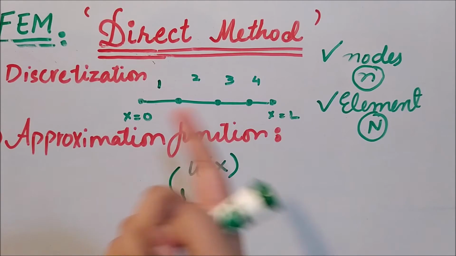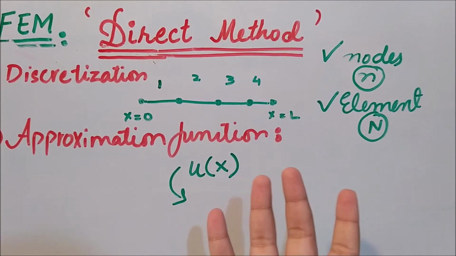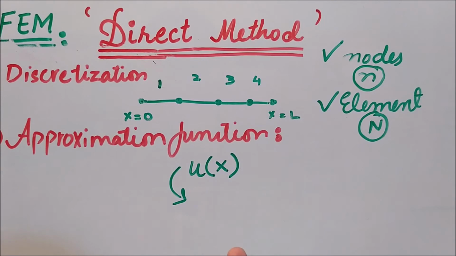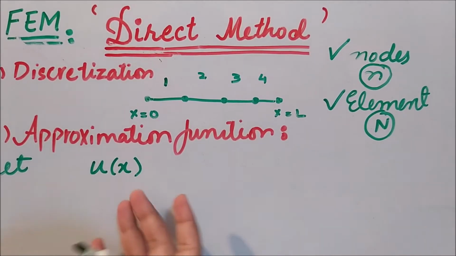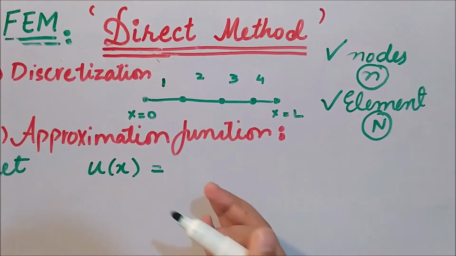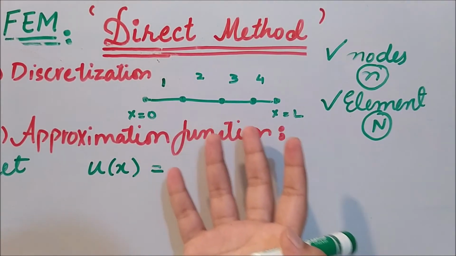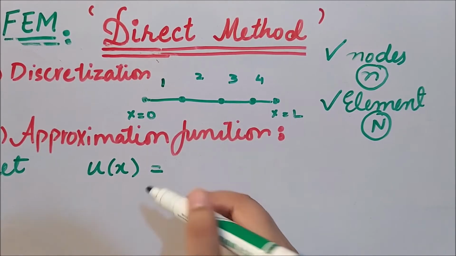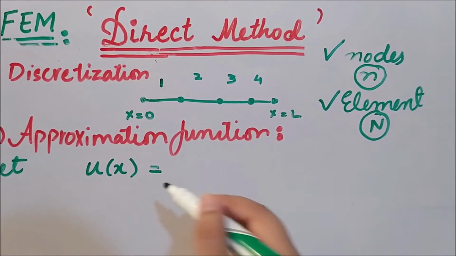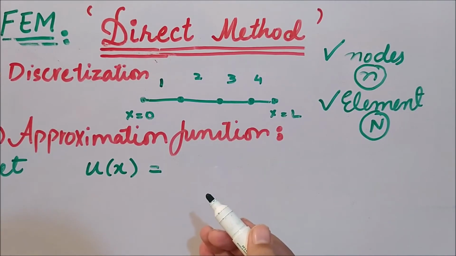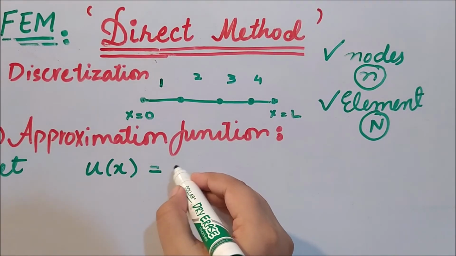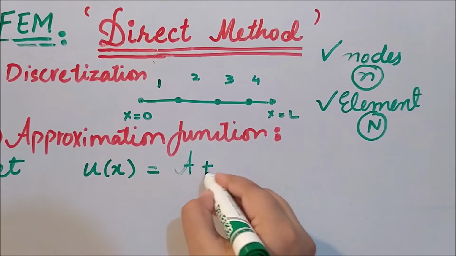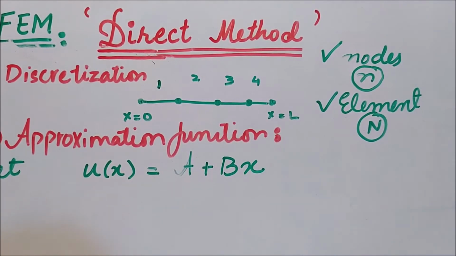So u, in this case, may vary according to what you have in the structure, what you have to figure out in the complex geometry. So let's assume that u of x, that is our approximation function, is a linear function. Why? Because we are dealing with a linear one-dimensional problem. So the simplest polynomial, when we are supposing an approximation function specifically, is a plus b times x.